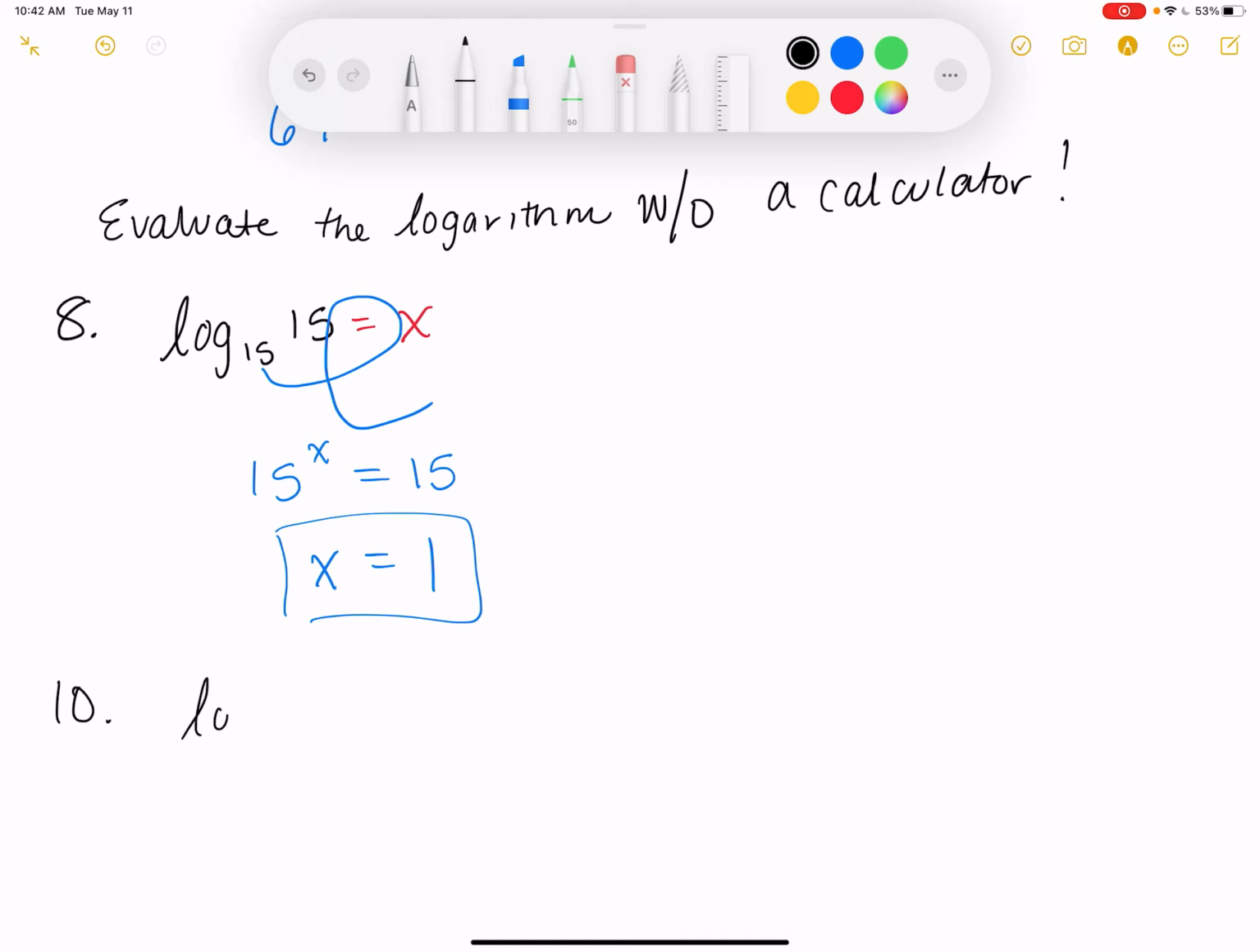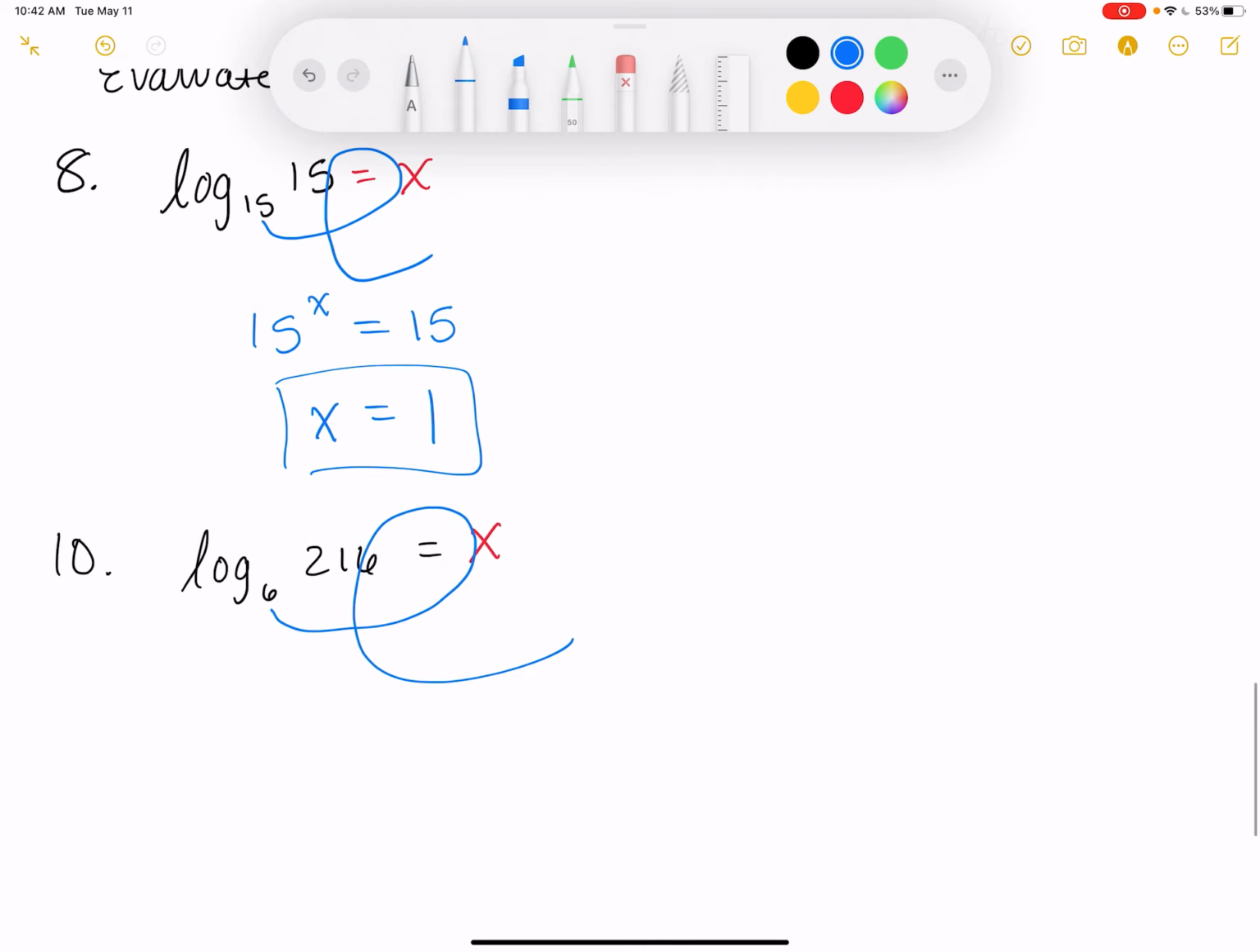It's algebra. Number 10, log base 6 of 216 is equal to, so I'm going to put an x there. Then you do the e. 6 to the x is equal to 216.